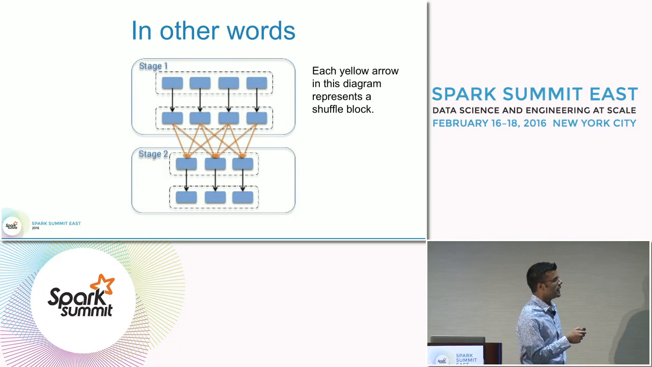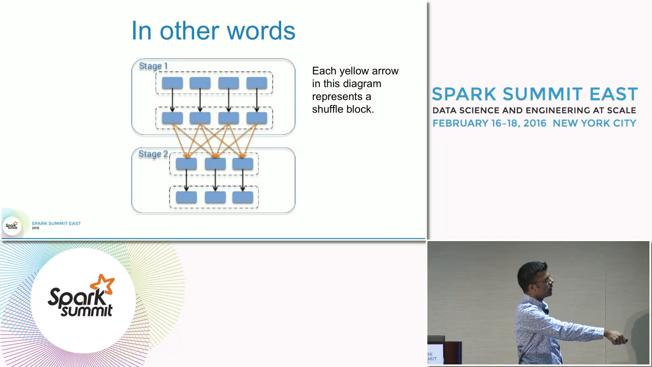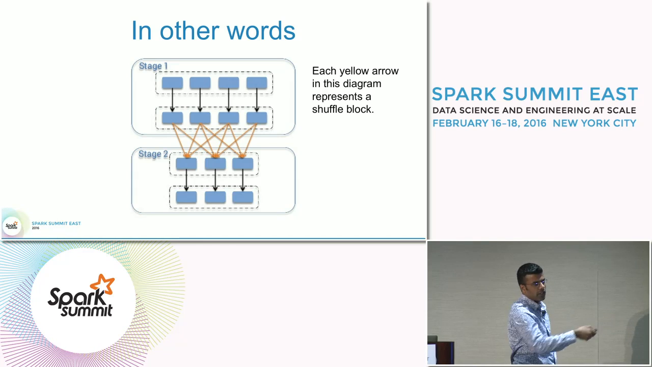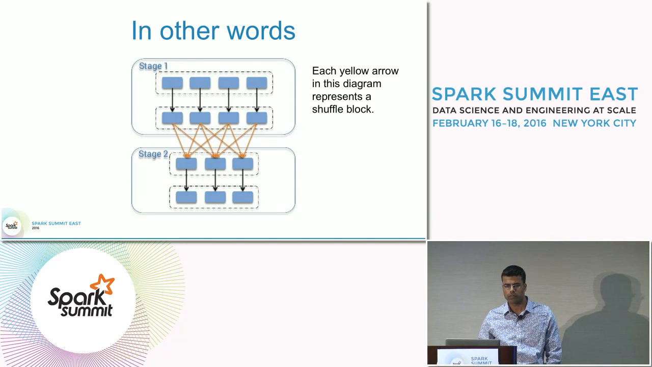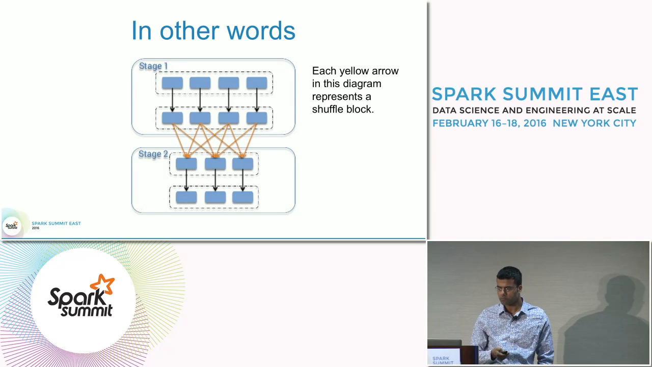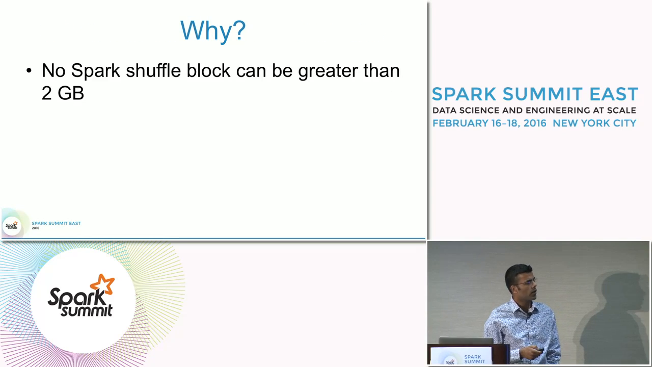In other words, this is a diagram. So if you had some mapping happening and some reducing happening in stage 2, there's a shuffle between stage 1 and stage 2. These yellow arrows are essentially the transmission of a shuffle block from one executor to another. By the way, the terminology map and reduce doesn't really apply to Spark. These are all executors, but I use that for sake of argument and explanation. Okay, so remind you again, no shuffle block can be greater than 2 gigs.